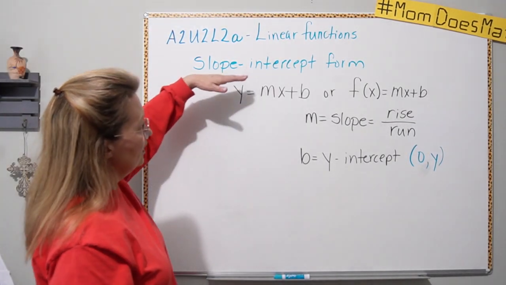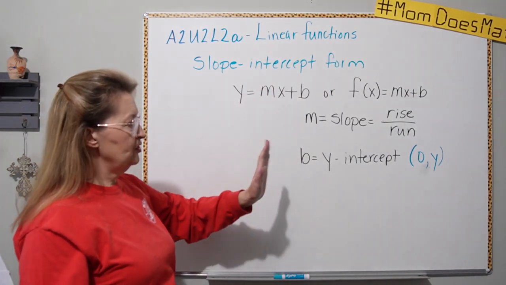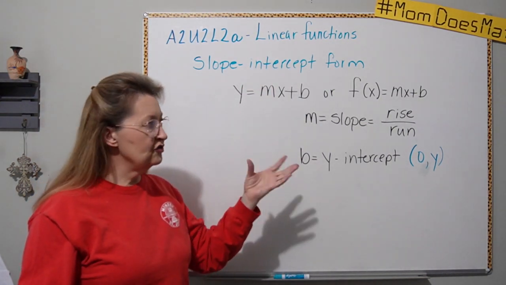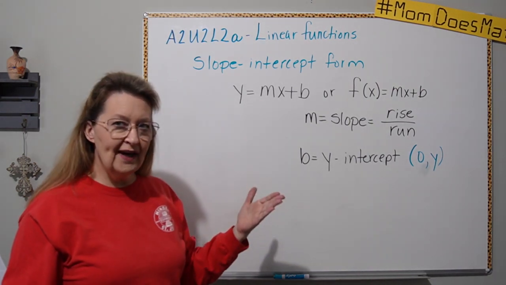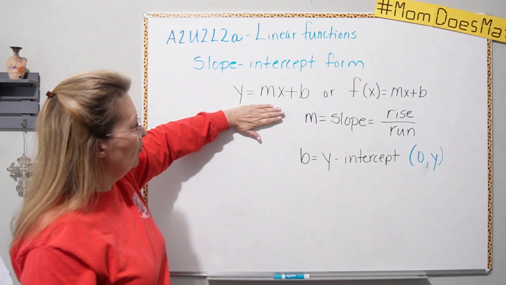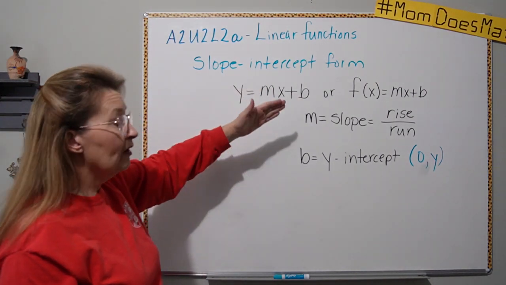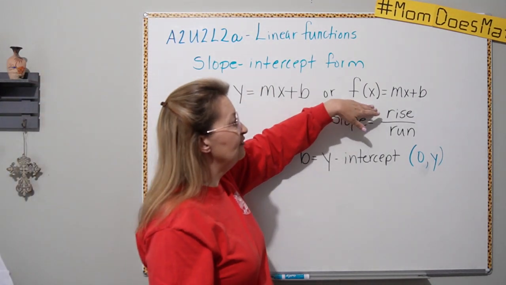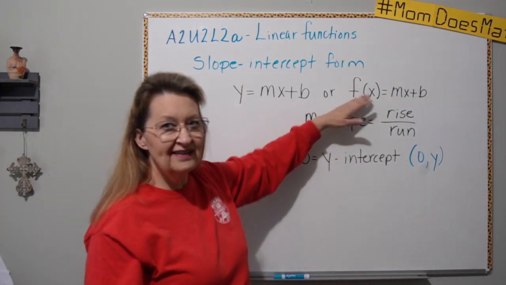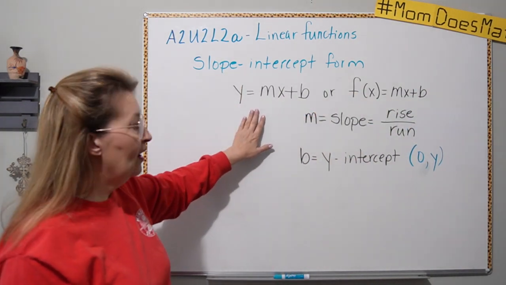Now let's talk about the slope-intercept form of an equation. This should be a review, but please pay careful attention and make sure there's not something that you've misunderstood from the past or that you've forgotten. So slope-intercept form looks like this. Y is equal to mx plus b, or it could be written f of x is equal to mx plus b. Remember, anytime you see f of x, that's interchangeable with the letter y.